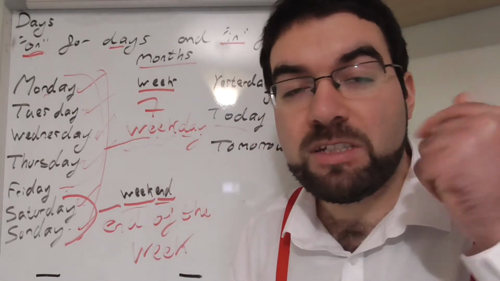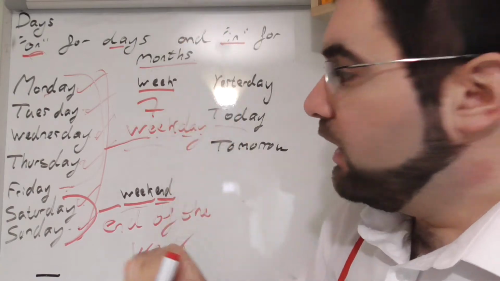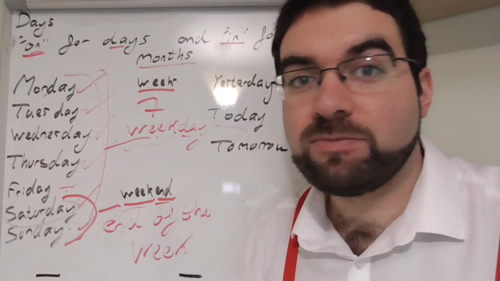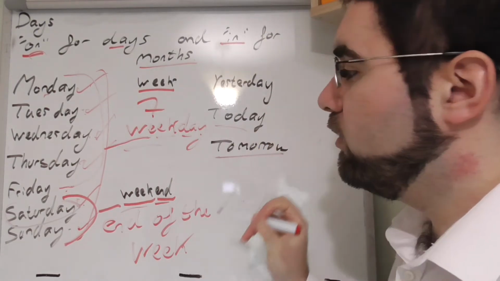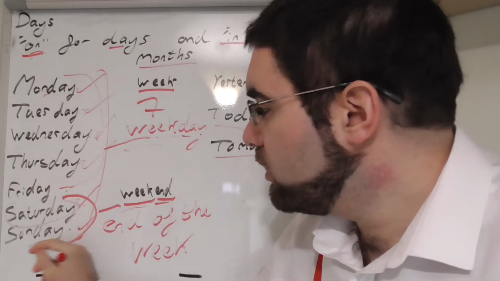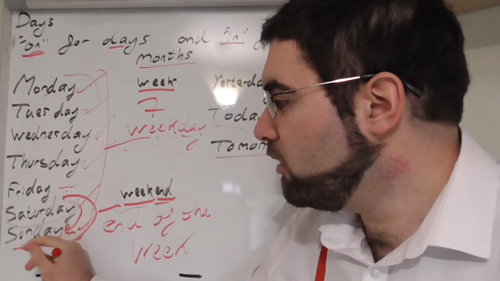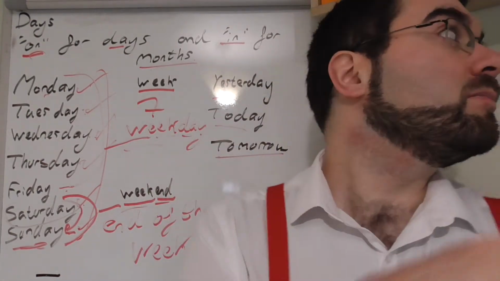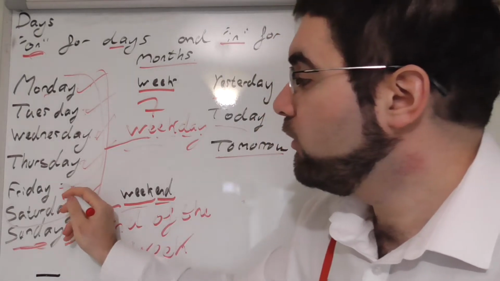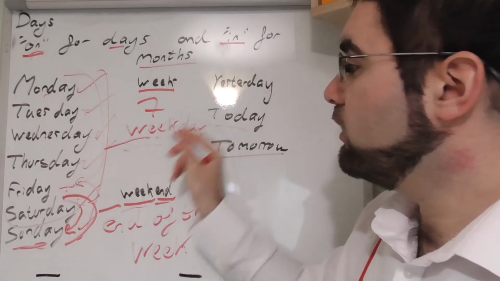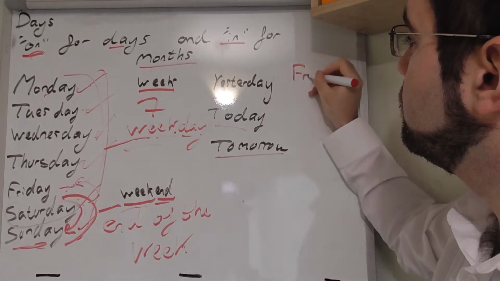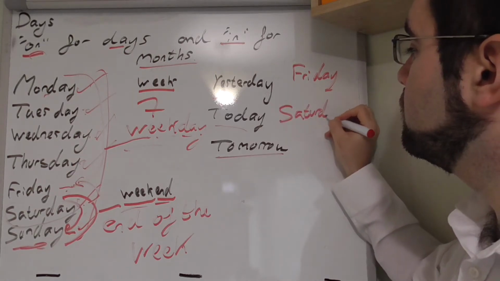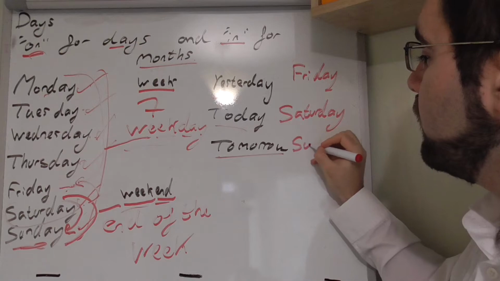Today, now. Today is Saturday. And tomorrow. Tomorrow is Sunday. Yesterday. Yesterday was Friday. Today is Saturday. Tomorrow is Sunday.